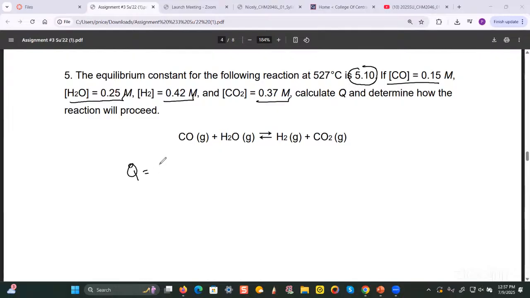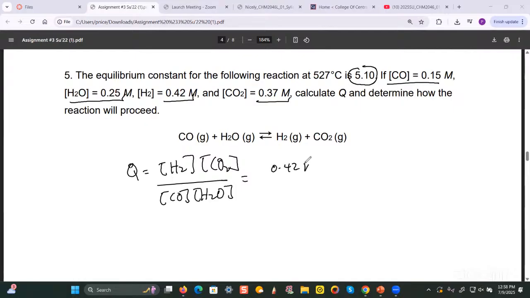Q is the concentration of H2 multiplied by the concentration of CO2 over the concentration of CO multiplied by the concentration of H2O. Okay, very good. And then we put the numbers in, right? In the case of hydrogen, it is 0.42. In the case of carbon dioxide, it is 0.37. In the case of carbon monoxide, it is 0.15. In the case of H2O, it is 0.25. Okay, let's see what this is.